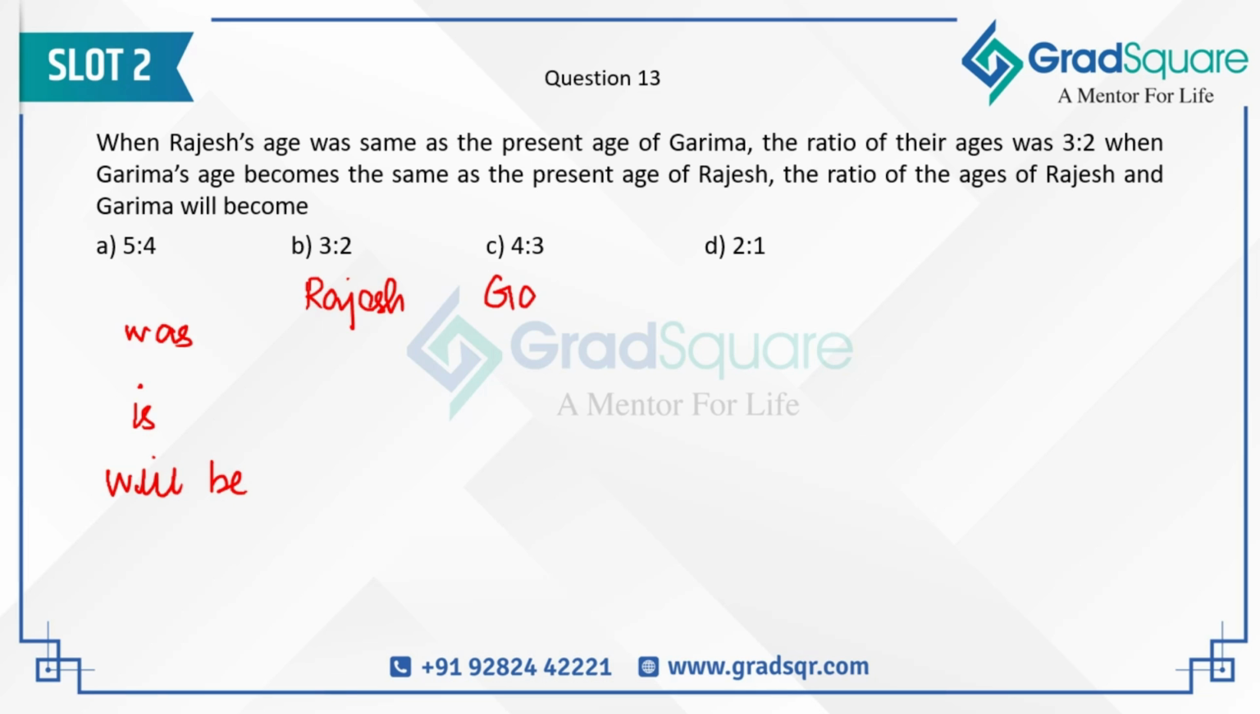And the ages of Rajesh and Garima are in the ratio 3:2. So let me take Rajesh's age as 3a and Garima's age to be 2a. When Rajesh's age was the same as the present age of Garima, so when Rajesh was 3a, the present age of Garima should be 3a. And when you compare the present and the past age of Garima, there is an increment of 1a. So the same will be reflected in Rajesh's age. So Rajesh's present age will become 4a.